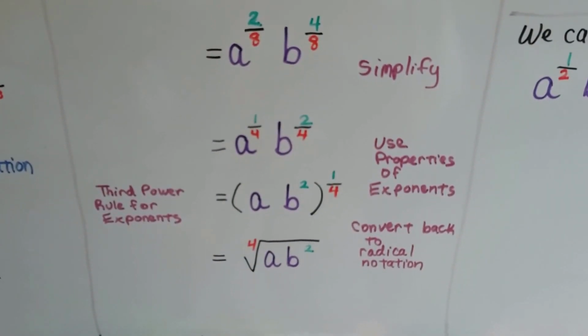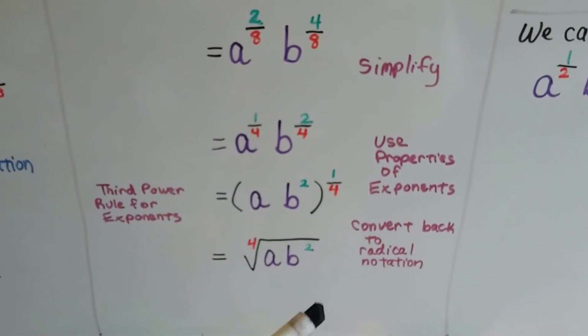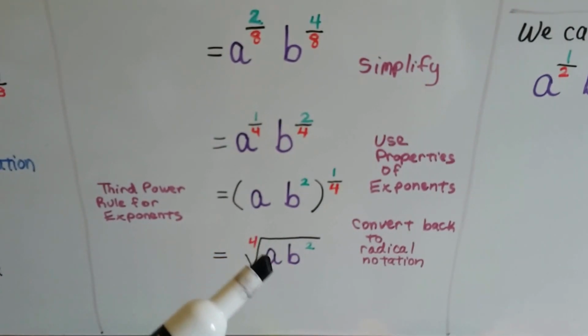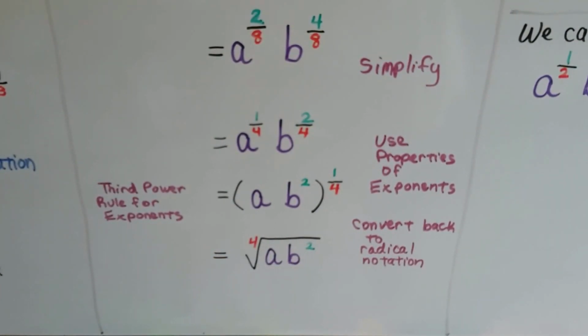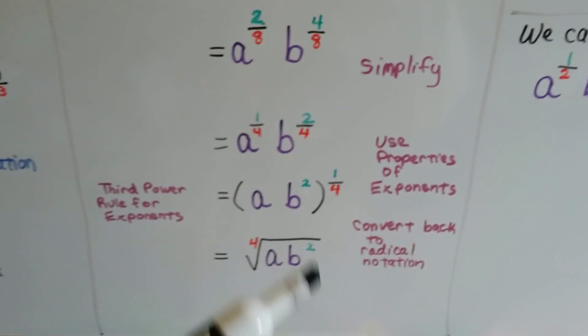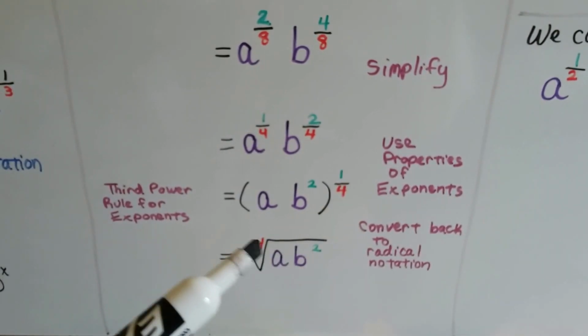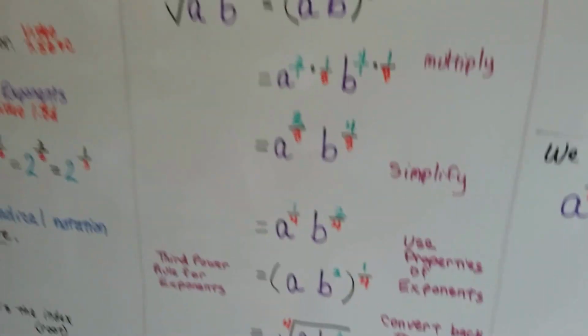Now we convert it back to radical notation, and this is our root. So we've got the 4th root of a b squared. See? Just keep remembering that the denominator of that rational exponent is the root. That's all. It's the index.